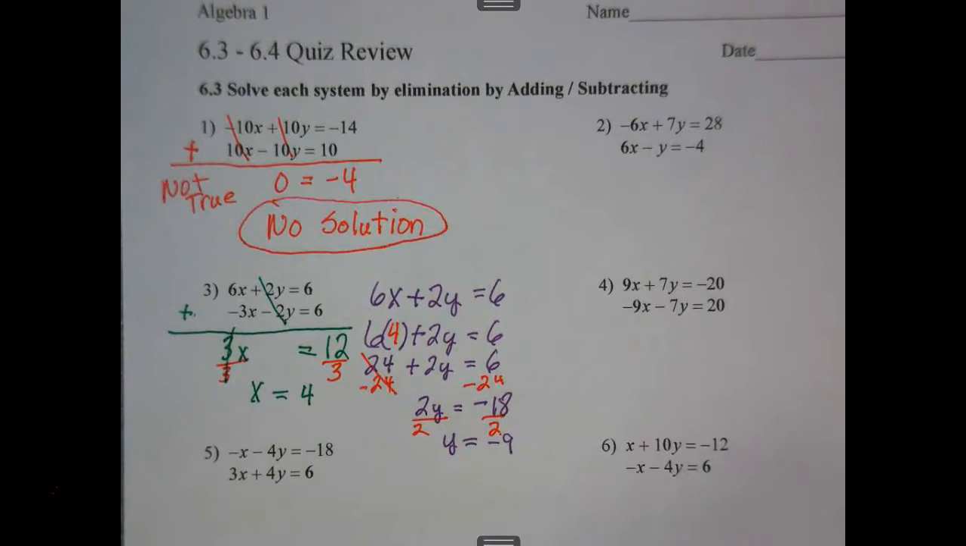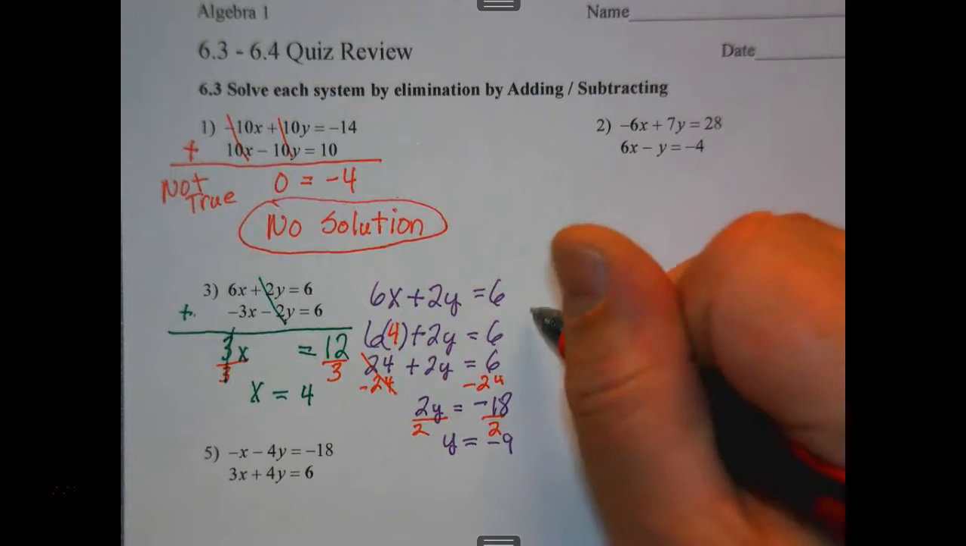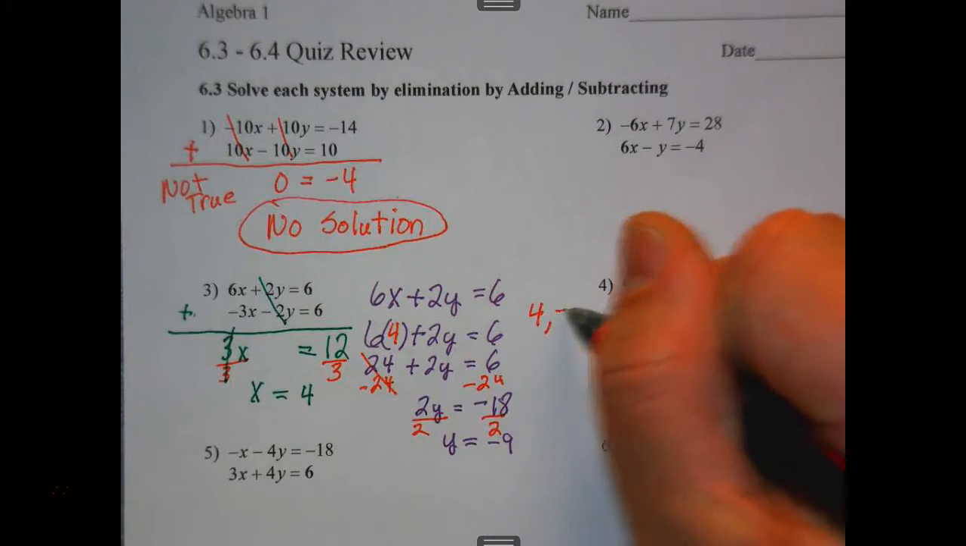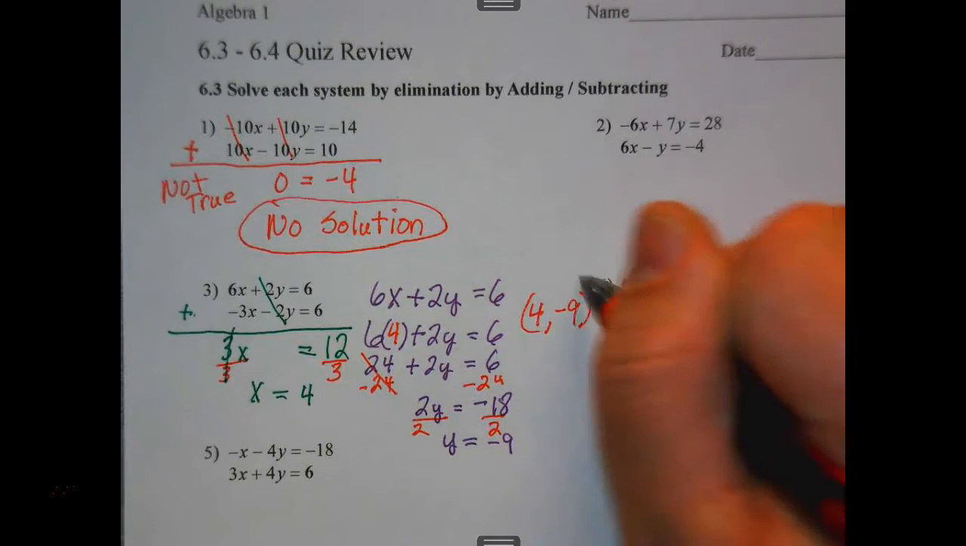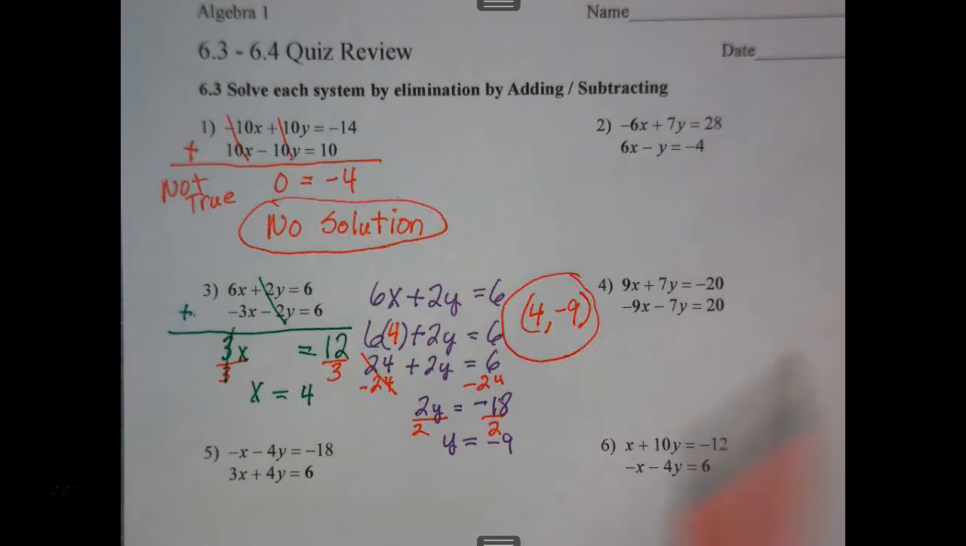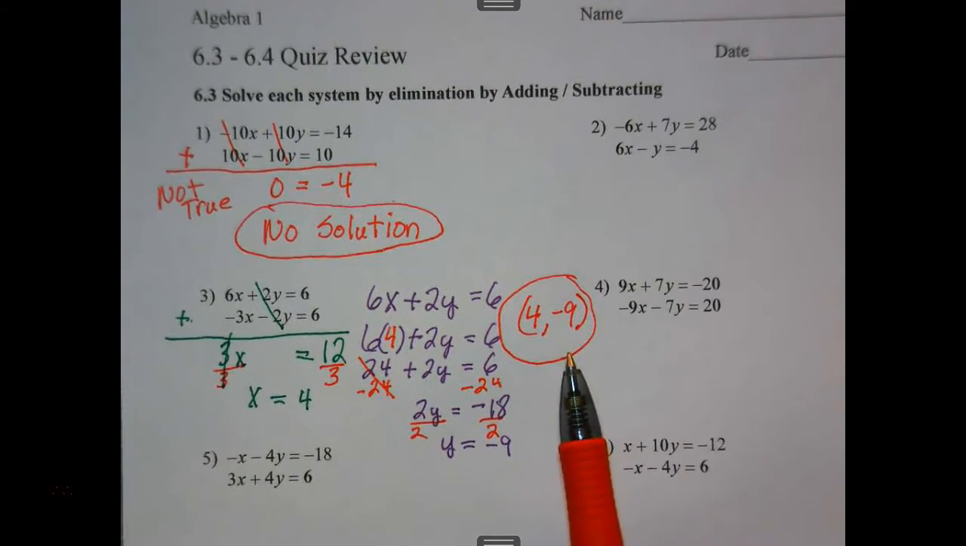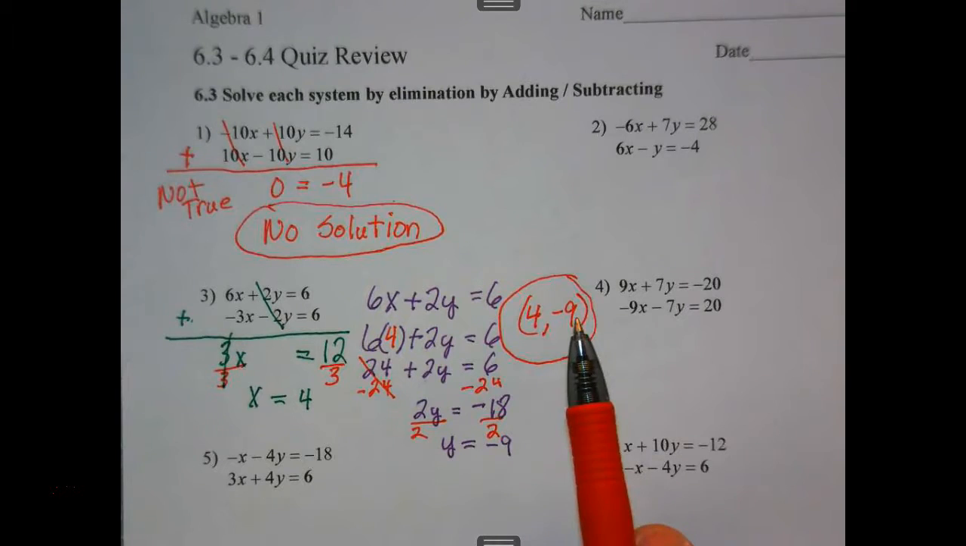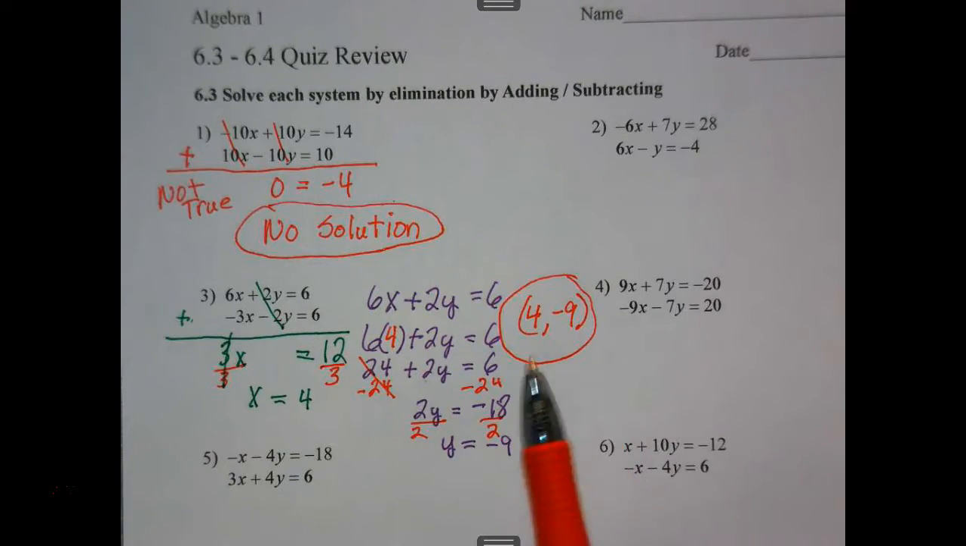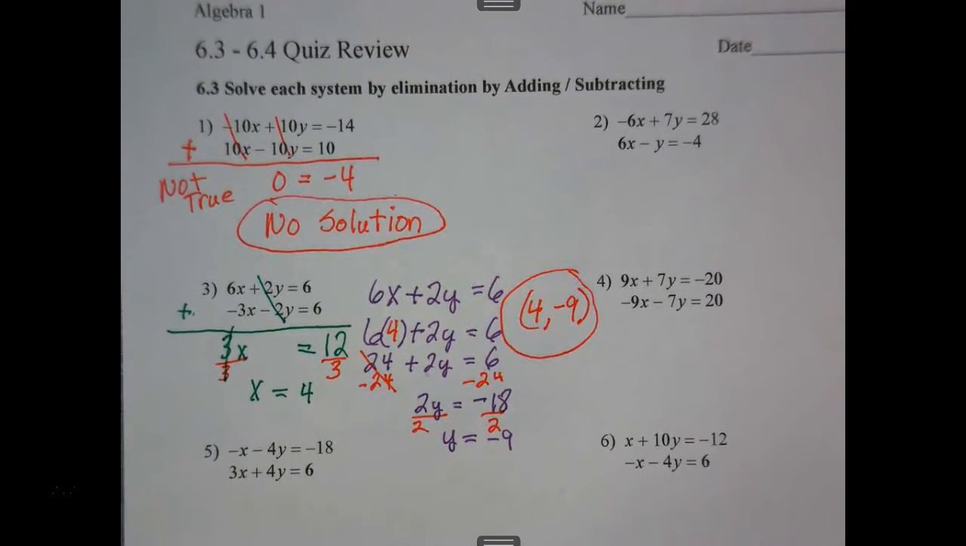Please put your final answer in as a point, 4, negative 9. This does a couple of things. First of all, they intersect at a point, so it should be an ordered pair. Secondly, this prevents you from skipping finding y. A lot of you forgot to find the second coordinate on the first quiz.